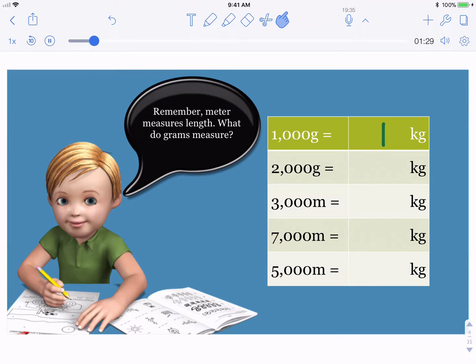Now, if you think about what you learned yesterday, you learned that 1,000 meters equals 1 kilometer. So the prefix stays the same. The only thing that's changed is that we're not measuring length anymore, we're measuring mass, we're measuring weight. So 1,000 grams equals 1 kilogram, just like 1,000 meters equals 1 kilometer. Go ahead, pause, finish the table, and then move on when you're ready.